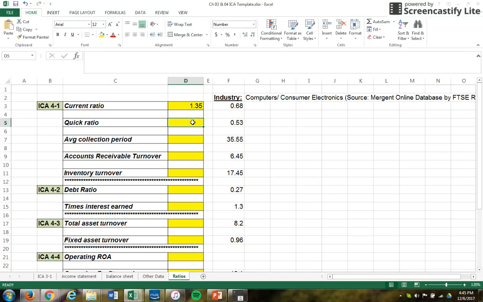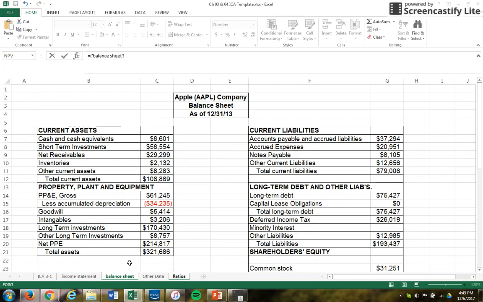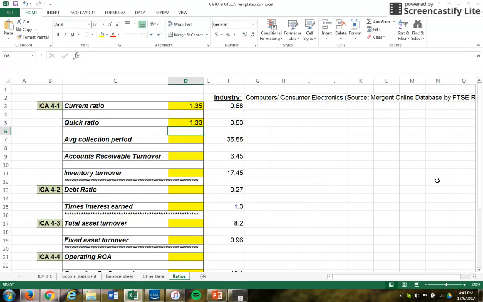So in order to calculate the quick ratio, we need to make sure that we subtract out inventories from our current assets. So we're going to type in equals, but now we're going to have to use parentheses because we want current assets minus our inventories, which we find both of those again on the balance sheet. Current assets, right here, 106,869 minus my inventories of 2132, close my parentheses, divided by my total current liabilities of 79,006. And we see that that gives a quick ratio of 1.33.